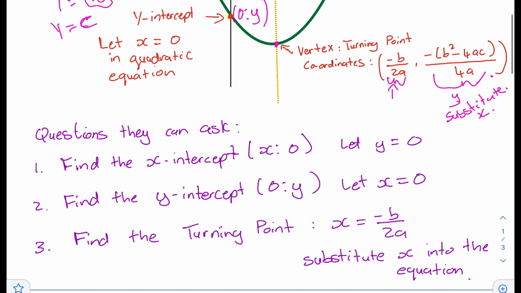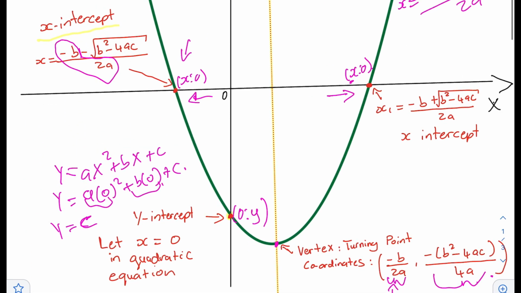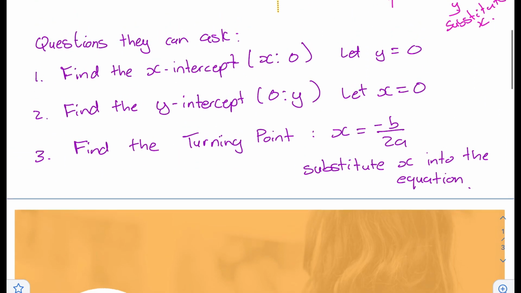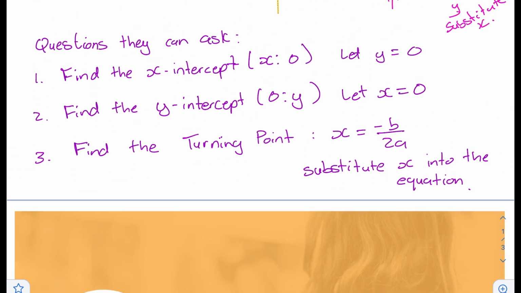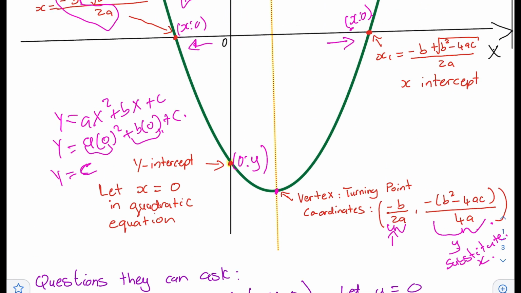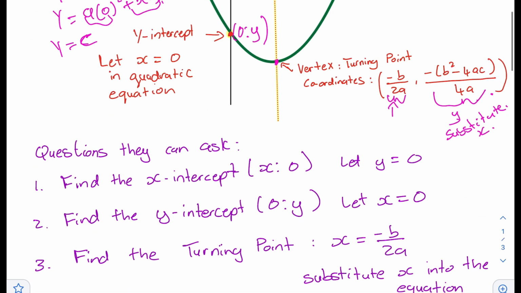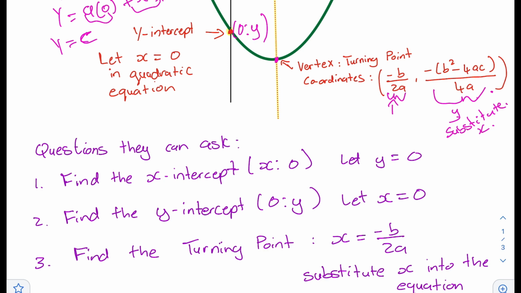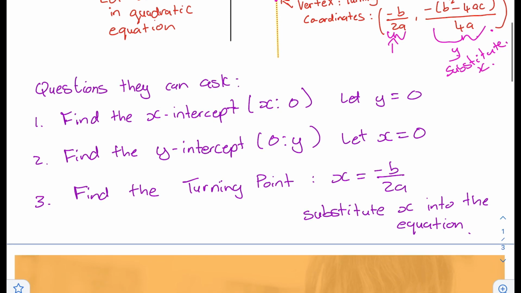So these are just basics that I was covering. The questions they can ask you is find the x-intercept. When you're finding the x-intercept, it is where the graph touches the x-axis. So x is going to be equals to a certain number and y is equals to 0. And then they ask you to find the y-intercept. So this is where x is equals to 0. You substitute that into your equation to find the y-intercept over here. So this is where it touches the y-axis, and then find the turning point. You can find x is equals to negative b over 2a, and then you substitute x into the equation to find y.